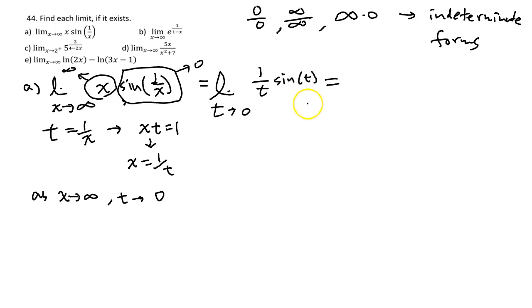Now this may look familiar already, but if it's not familiar to you, then think about the fact that 1 over t times sine t is the same as sine t over t. What's this limit? That's just 1. Okay.